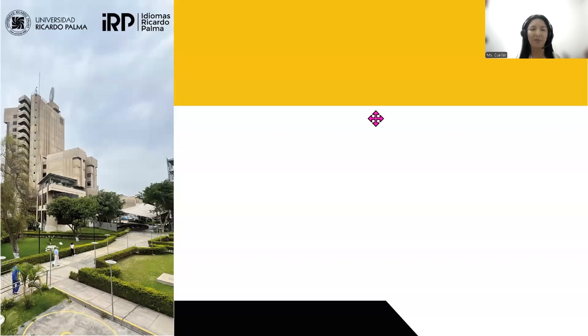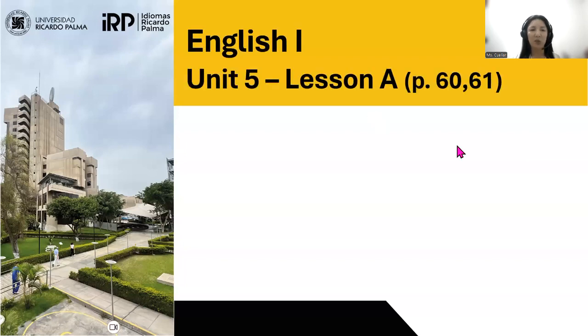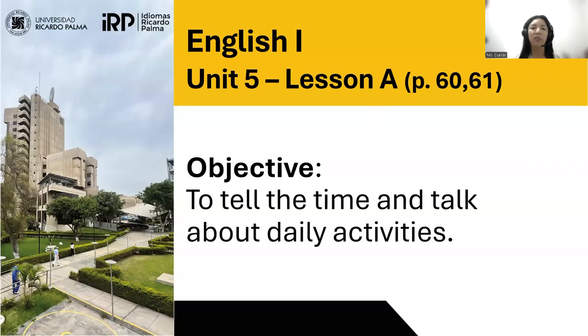I am Miss Cuellar. This is the course English 1, Unit 5, Lesson A, pages 60 and 61. And today's objective is to tell the time and talk about daily activities. Let's get started.